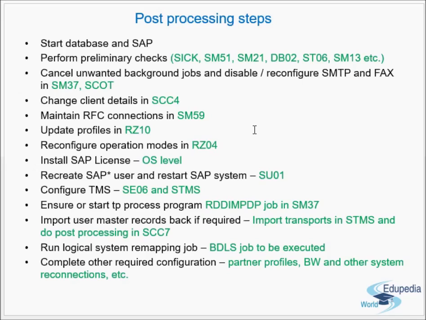So you just want the data, okay, but all the production jobs should not run on the mirror system. So you disable all those jobs. Then you disable or reconfigure the SMTP, the fax notes, everything. You do them from SM37 and SCOT T codes. So that's what I said.